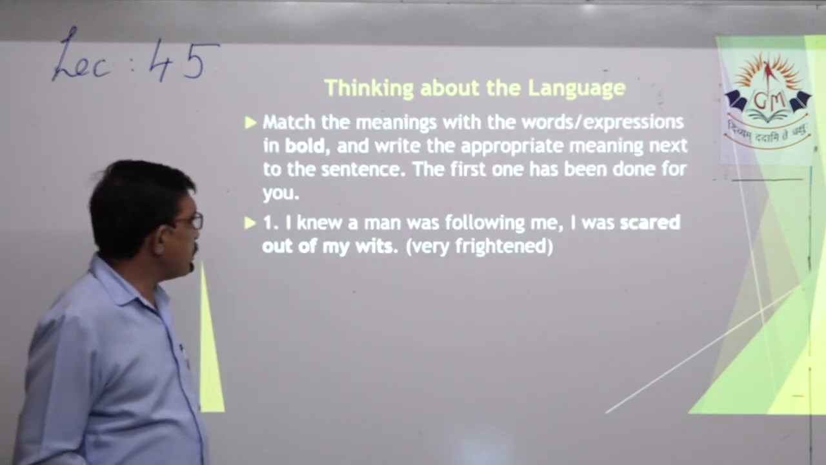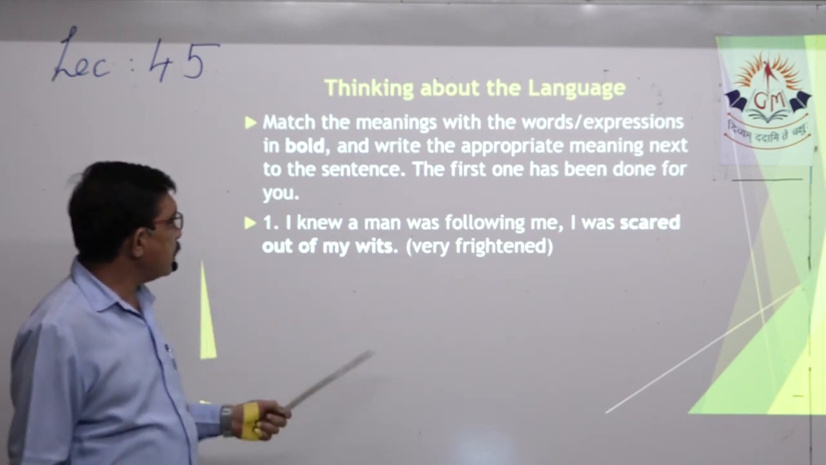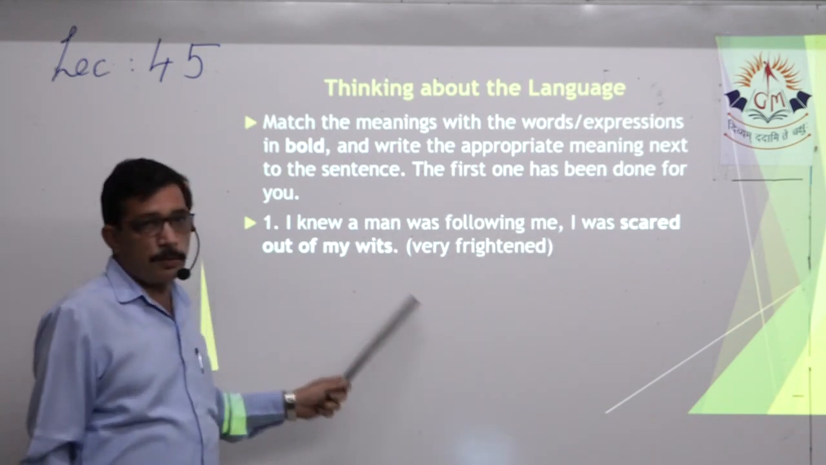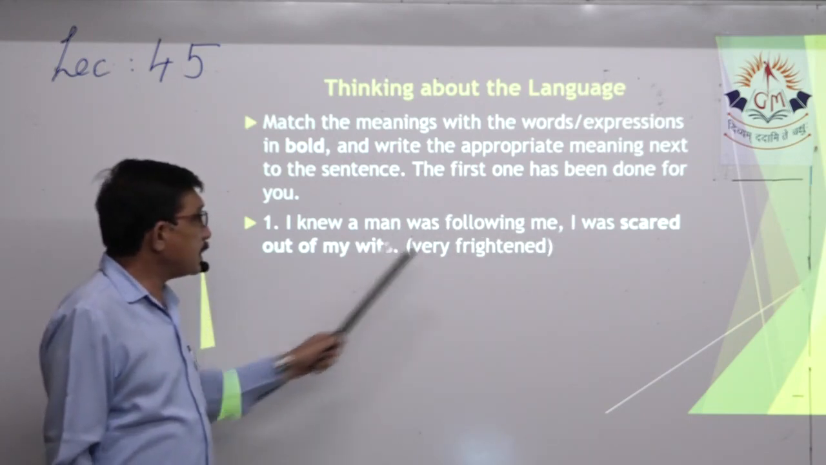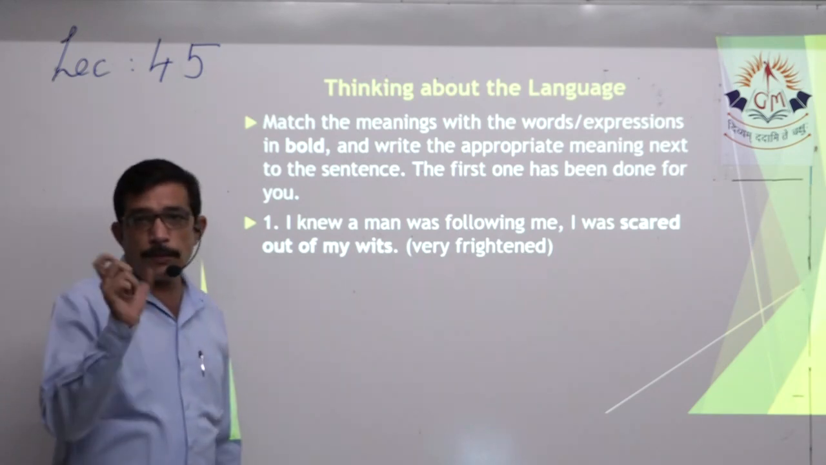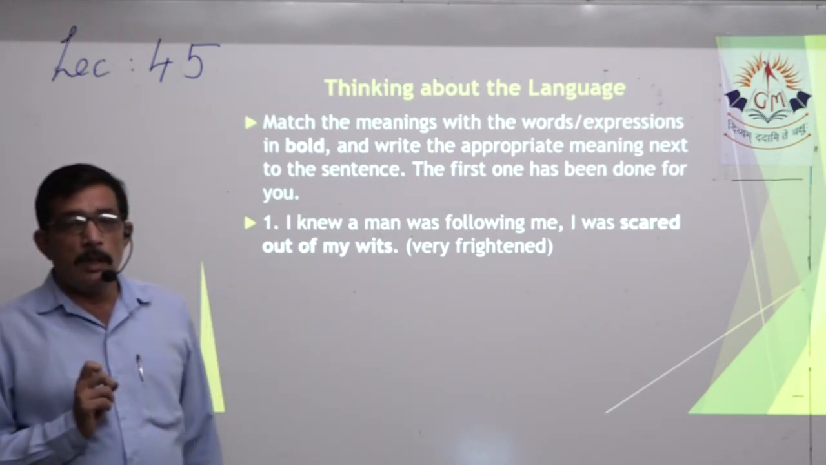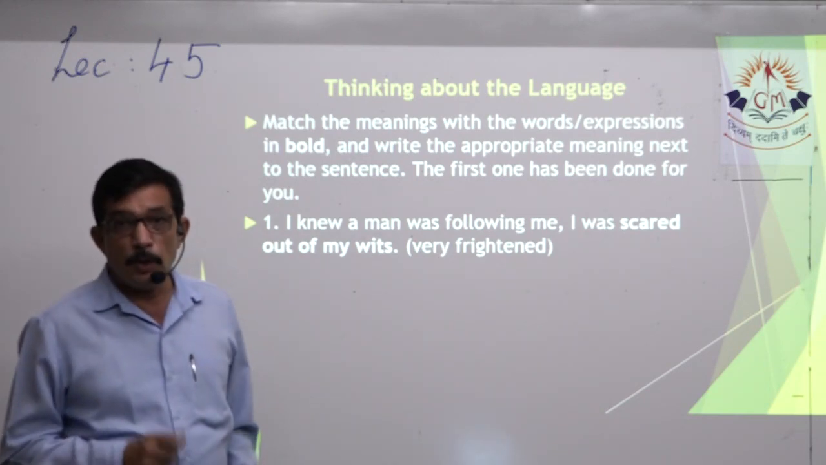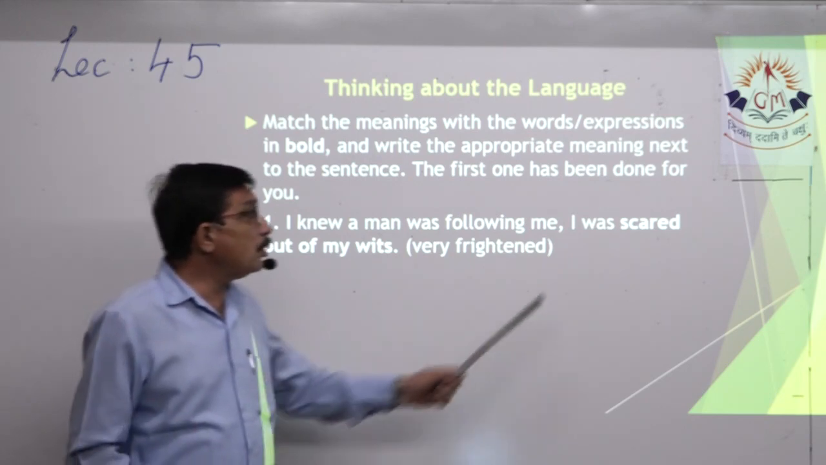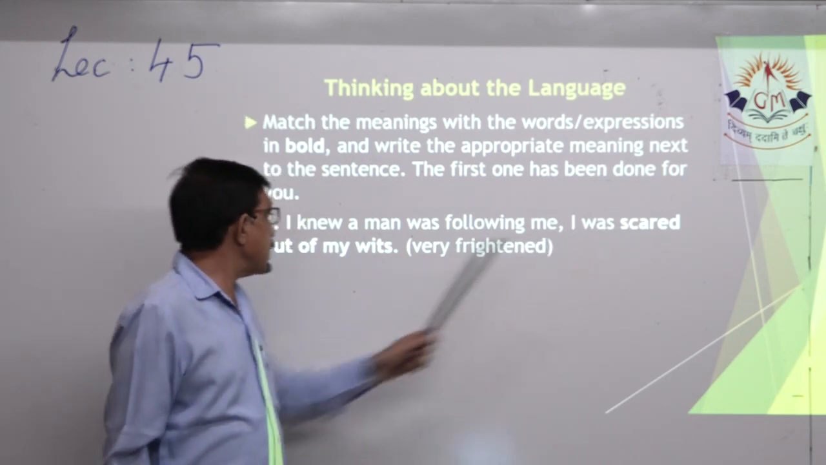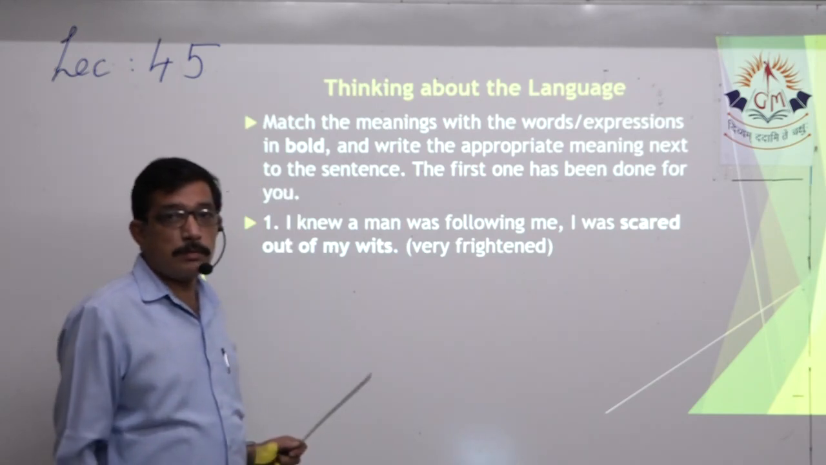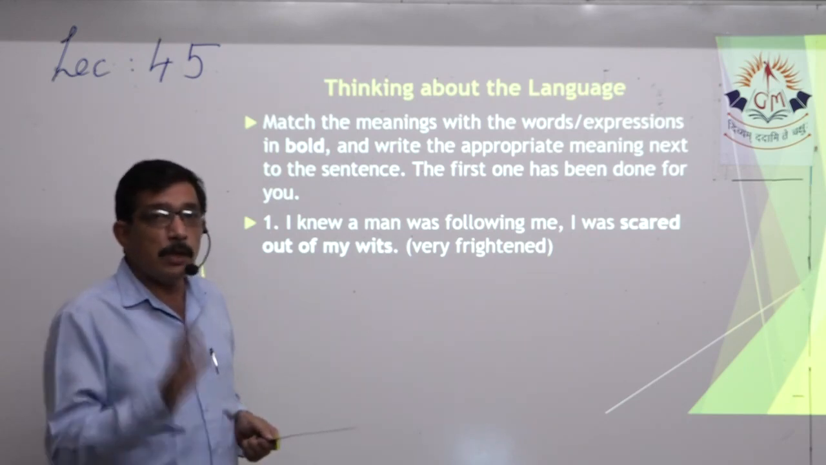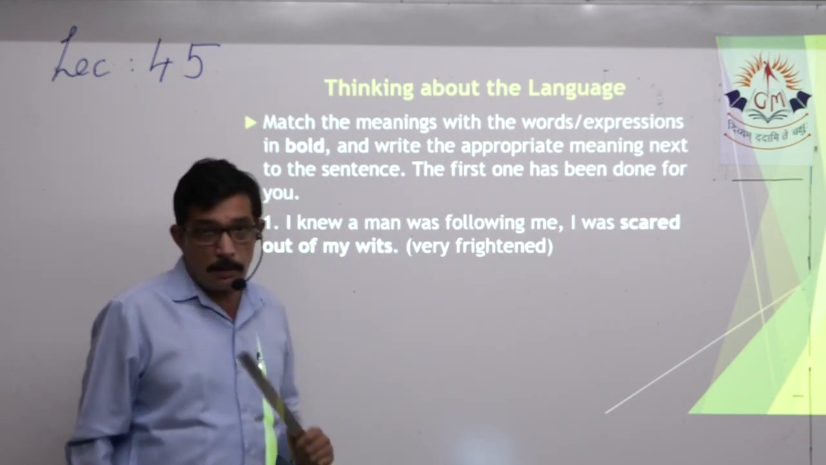Match the meaning with the word expression. The first one is done for you. I knew a man was following me. I was scared out of my wits. Now, scared out of my wits is the phrase. If you use this, what does it mean? I was very frightened. You mean to say very frightened, but then you use the phrase, I was scared out of my wits. Wits, the sense, wisdom. You lost wisdom at that time. You didn't know what to do because you are very frightened.